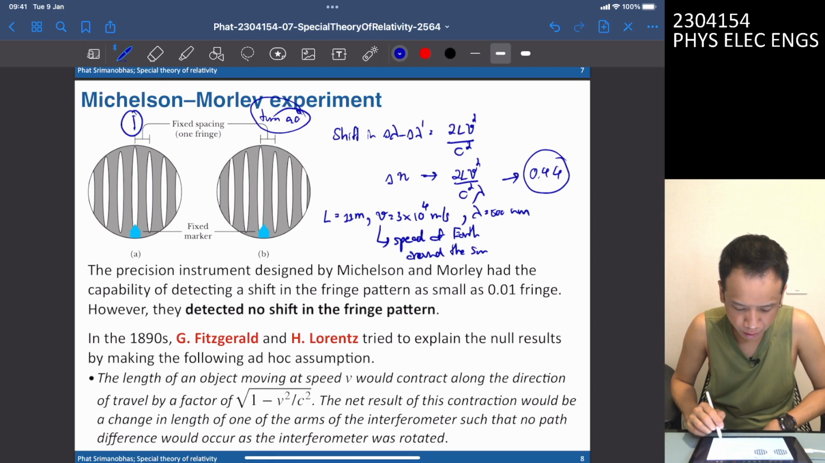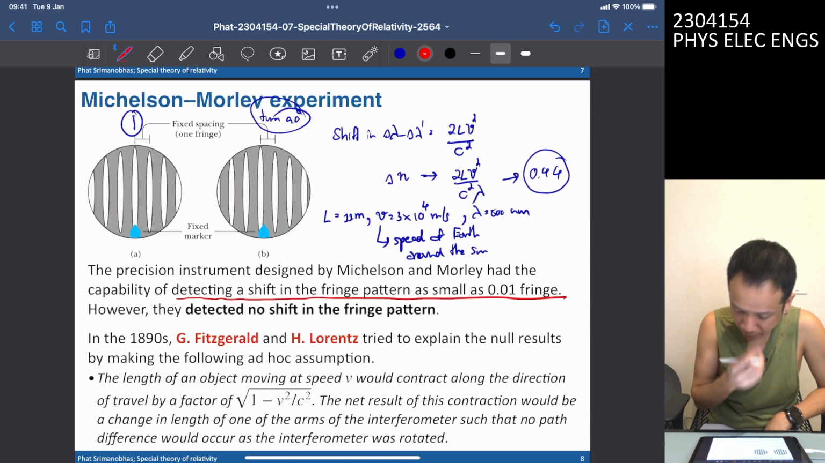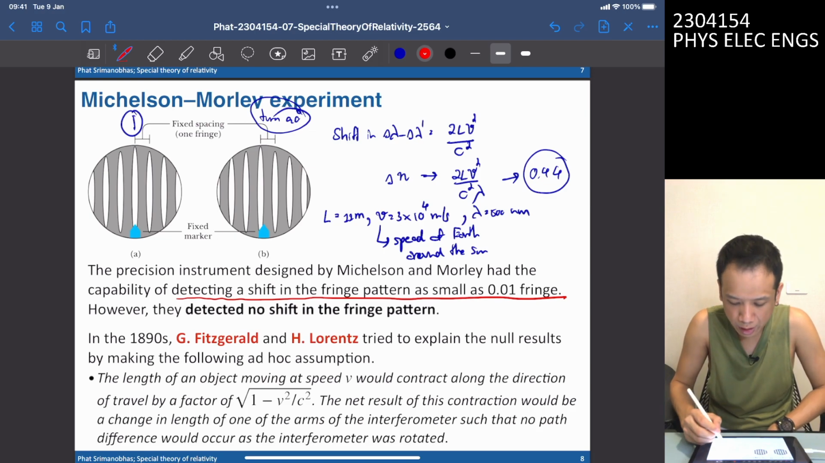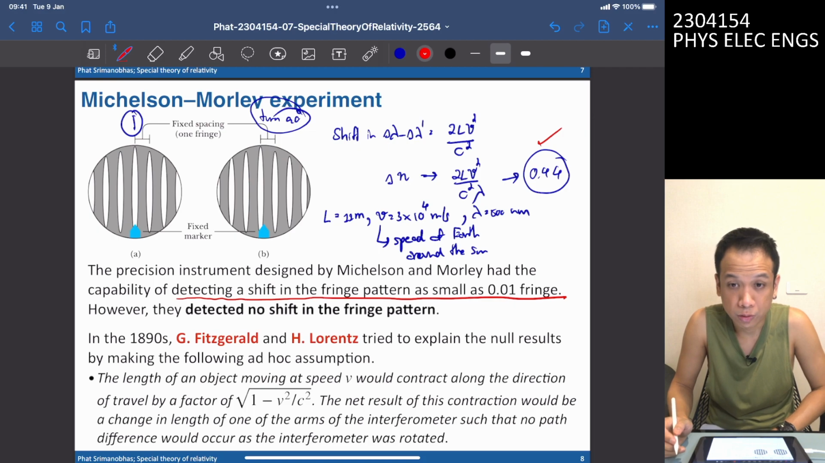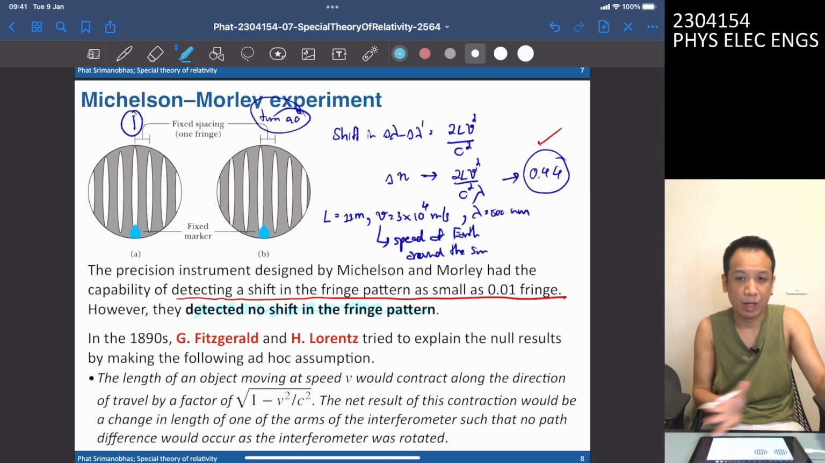I don't know the resolution of that experiment, so this is from the book. They say that this experiment is able to detect a fringe shift down to 0.01. So clearly, if you use this setup with a shift of 0.44, you should see that. However, they detect no shift in the fringe pattern at all. This is a very key point: they cannot detect the shift in the fringe patterns, even when they turn it and do all the setups.